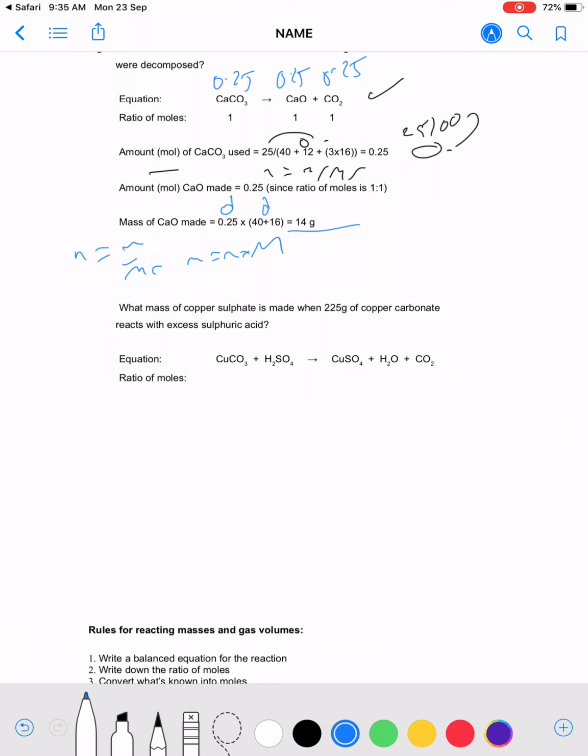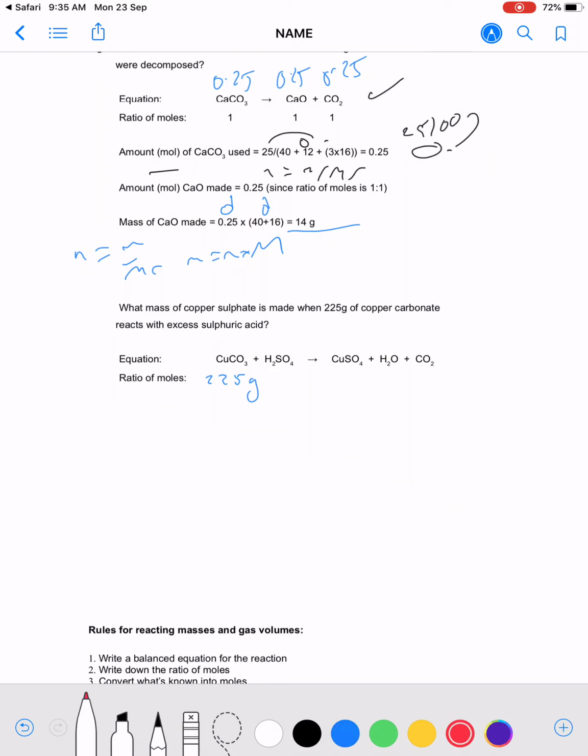All good? Cool. Okay, so let's have a look at this one. What mass of copper sulfate is made when 225 g of copper carbonate, right? I always write the numbers from my questions underneath the reactants or the products, and you'll find that continues through the IB videos as well. It helps me, hopefully it helps you. 225 g of copper carbonate.